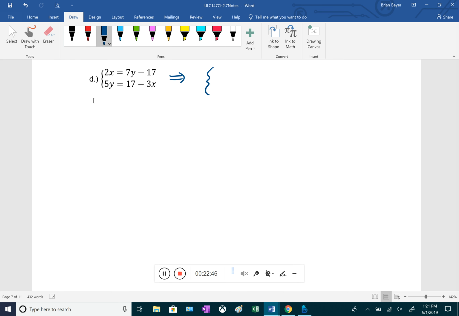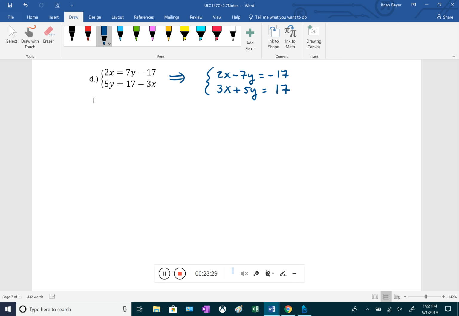we need to get 7y to the left, so we have to subtract 7y, so that's 2x minus 7y equals negative 17, and then we need to add 3x to the left for the second one, so we get 3x plus 5y equals 17, and now we need to decide which one we want to cancel. So for both of these, no matter which one we choose, x or y, we're going to have to multiply both equations by a number here, because one of the coefficients is not a multiple of the other coefficients.